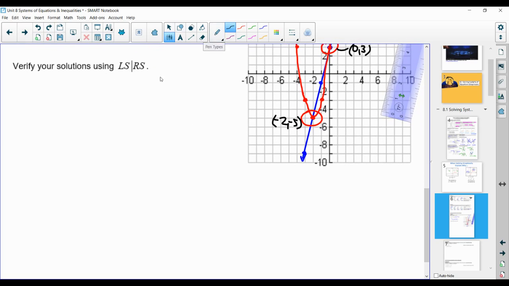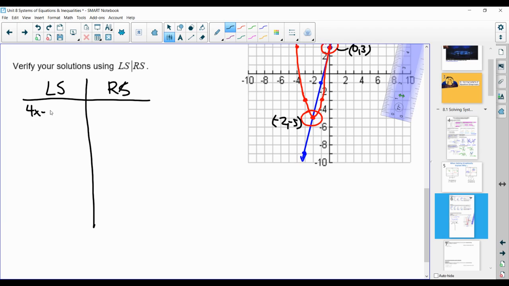So starting off, we're going to have our left side, right side chart. Now you can write these as separate charts. You can write them all in one chart. Just make sure that you have all four solutions written out. So the first one here, we have 4x minus y plus 3 equals 0.